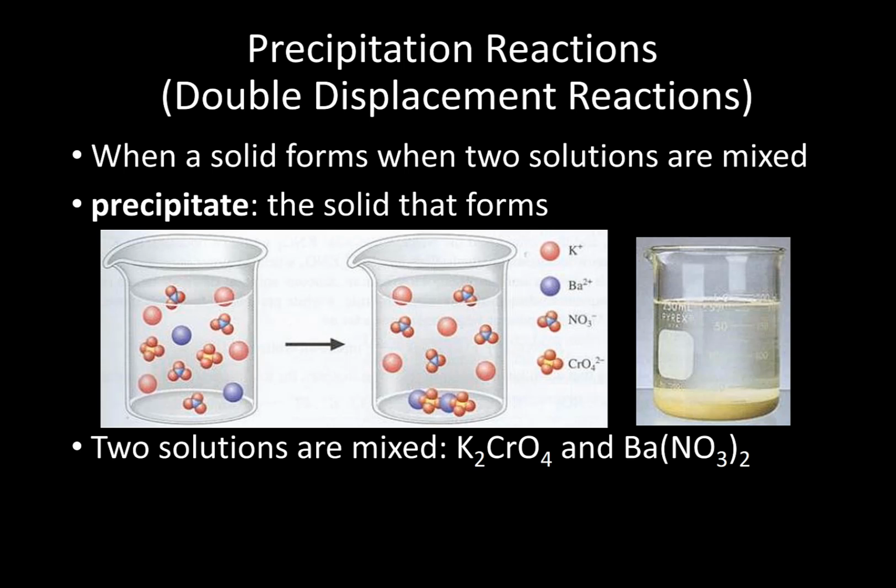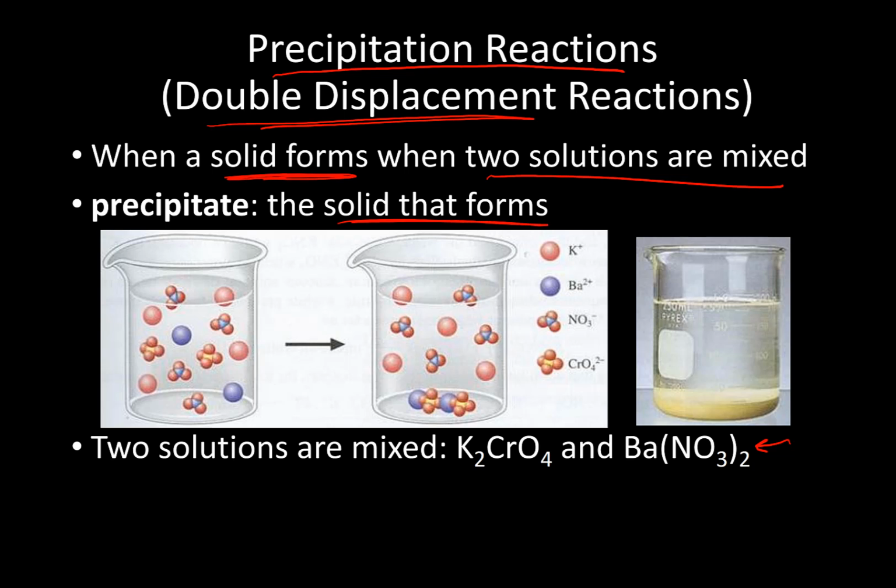The first one's precipitation. So a precipitation reaction is a certain type of reaction called a double displacement reaction. And I'll get to that in a minute. I'll show this example here and what I mean by double displacement. But before we get to that, just some basic terminology. So a precipitation reaction is a reaction that happens when 2 solutions are mixed, and what happens when you get precipitation is a solid forms. So the solid that forms in a precipitation reaction is called the precipitate.